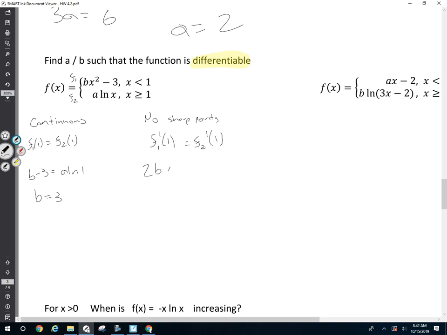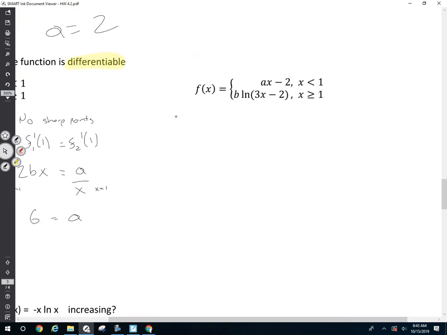2bx is the tangent slope generator for bx squared minus 3. The tangent slope generator for a log x would be, a is a constant, the derivative of log x is 1 over x, so it would be a over x. Now, plugging in 1 for x and 3 for b, I get 6 equals a. And I'm done. Let's try this one.